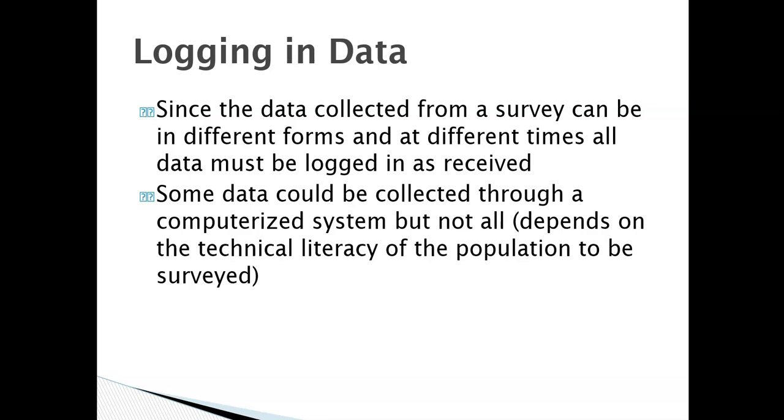The data collected from a paper survey can be in different forms and at different times. The first step is to enter the data the way that it was received, which is called raw data. If the data was collected through a computerized system, then it can be categorized and refined during entering the information by the user. The computerized option depends on the technical literacy of the population to be surveyed.